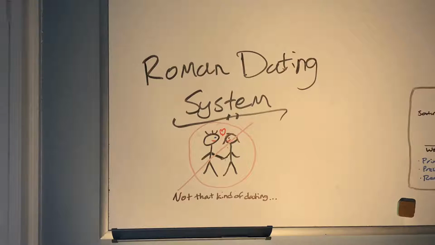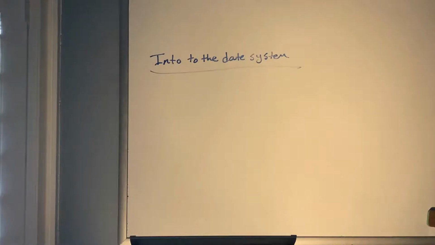We're talking about actual dates, like dates and years, with this video. We're not talking about dating, like Cornelia and Valerius dating. We're not talking about that. We're talking about actual physical dates, like April 15th. Let's have a little introduction into the Roman date system.